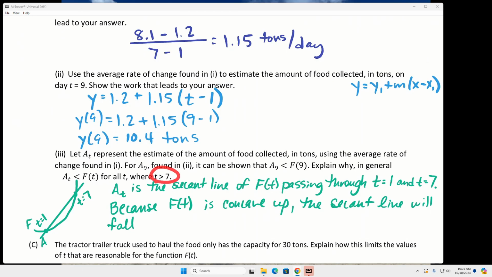Alright, now we're talking about t's that are greater than 7. So on this side is 7. So yeah, it's less than. So the secant line is always gonna fall below. And we would know that because it tells us it's less than for both of those. So the secant line will fall below f of t when t is greater than 7.